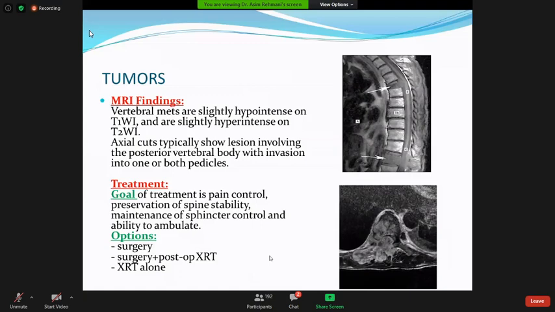So the goals of treatment in such patients are to decompress the neurological components, to stabilize the spine, and early mobilization. That can be done by surgery alone, or in combination with postoperative radiotherapy, or in some instances with radiotherapy alone.